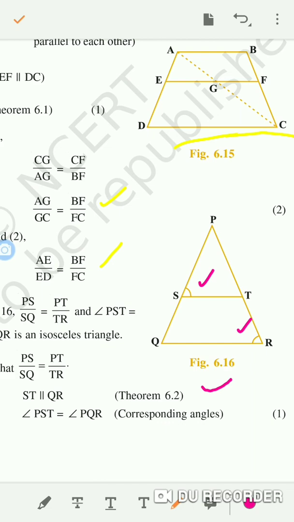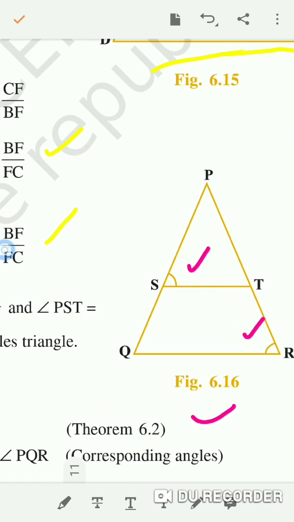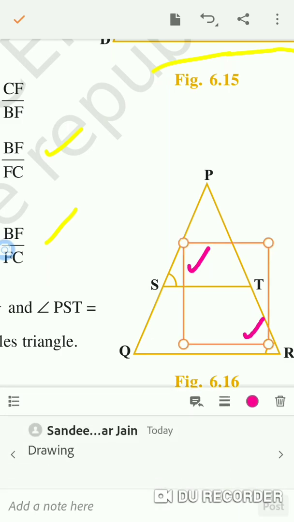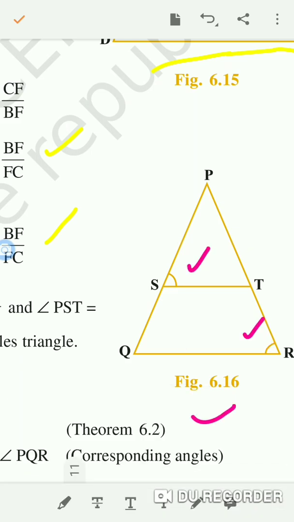And one more piece of information they have given, that is angle PST is equal to angle PQR. Now if you observe this figure, see here, if ST is parallel to QR, then angle S, that is PST, and angle Q, that is PQR, will also be equal or congruent. Why? They are corresponding angles. And similarly, if S is equal to Q and it is given that S is equal to R, then Q is equal to R. Okay.